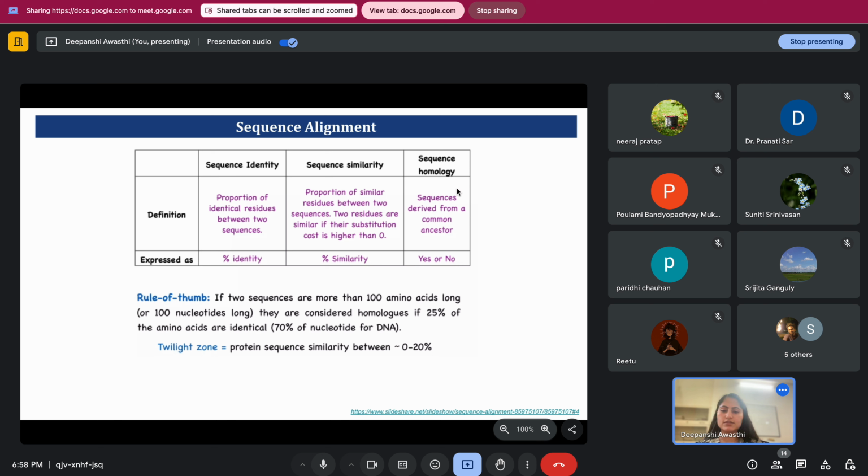And sequence homology is already discussed, its output will be yes or no. And one rule of thumb is that if two sequences are more than 100 amino acids or 100 nucleotides long, they are considered to be homologs if 25% of the amino acids are identical. I told you that to call two sequences homologous, a particular threshold of sequence similarity should be met. So this is the 25% threshold, and it could change depending on which sequences you are comparing, but this is the general thing which people consider.